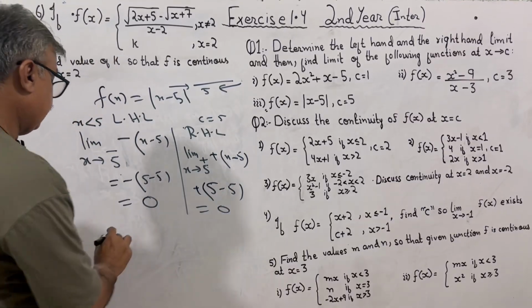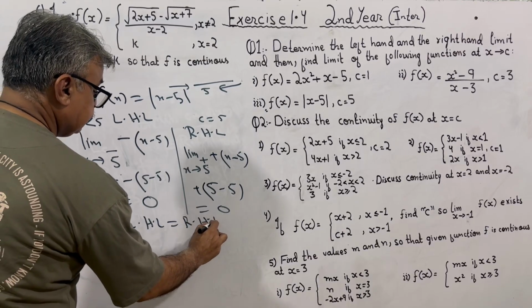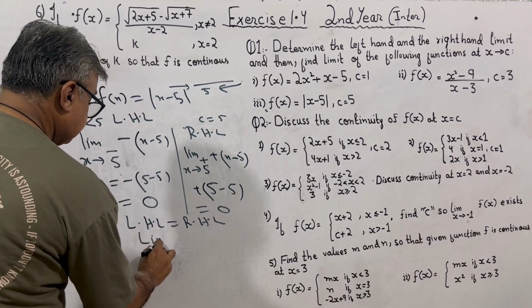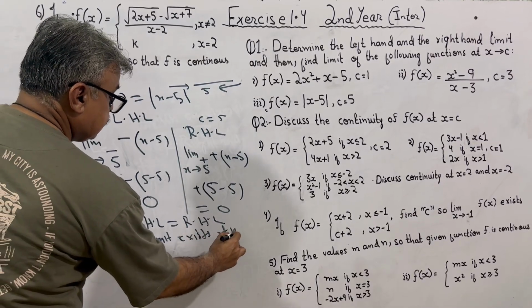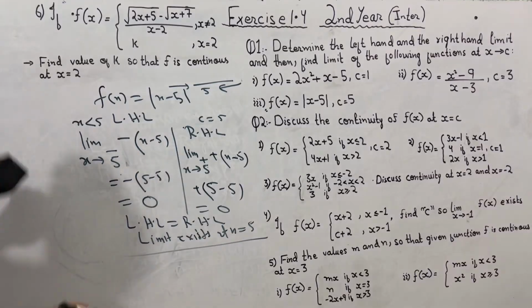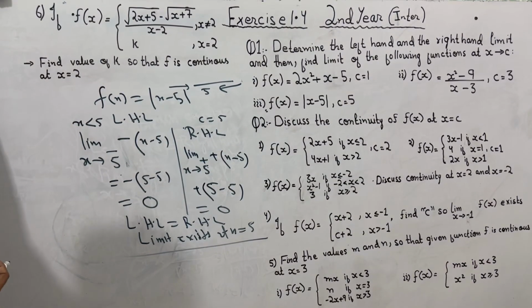Means left hand limit is equal to right hand limit. Limit exists at x is equal to 5. Left hand limit must be equal to right hand limit.